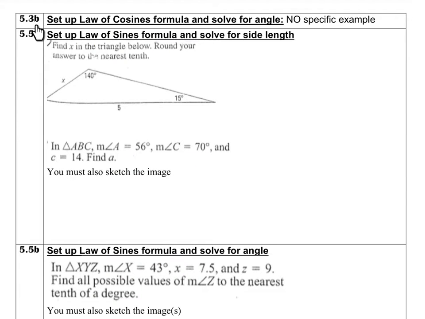Learning objective 5.3b is to set up a law of cosines and then solve for the angle. I do not have a specific example for this. If you would want one, I just recommend going back and looking at the homework or going to the textbook and trying some extra practice that's in there.